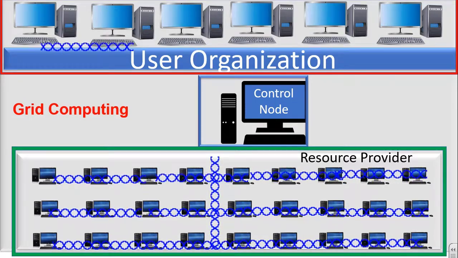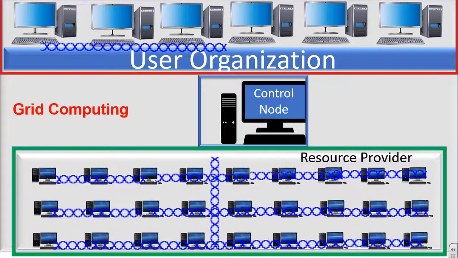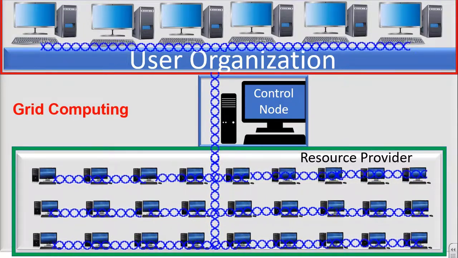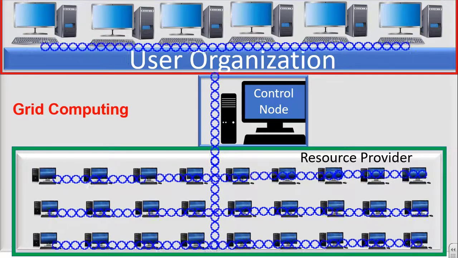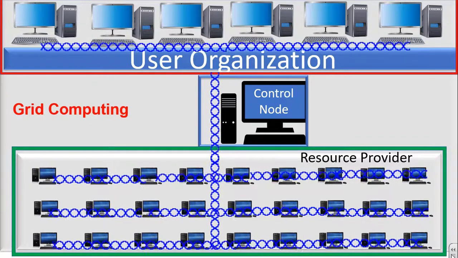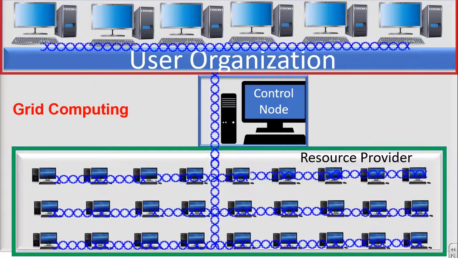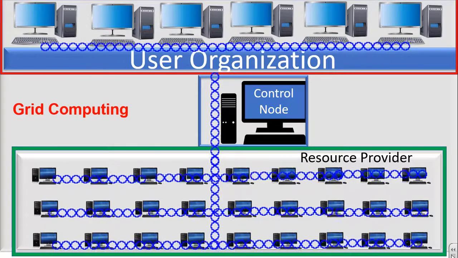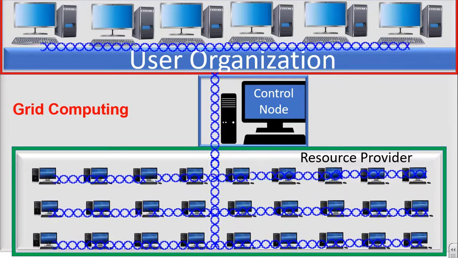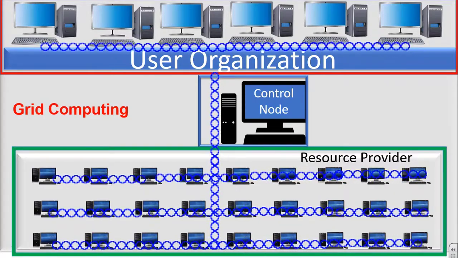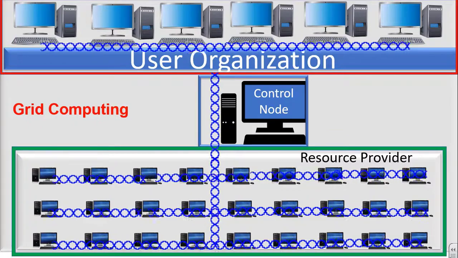There is one particular computer, that is control node. That control node shall assess the powers of resource provider and transmit it to the user organization. In a way, user organization can make use of resources provided by the resource providers. In a way, user organization through control node can make use of idle resources provided by the resource providers.